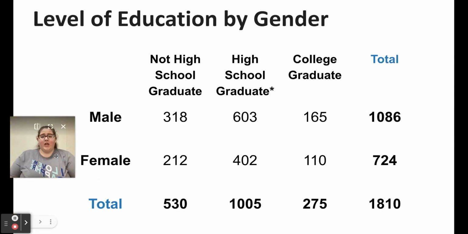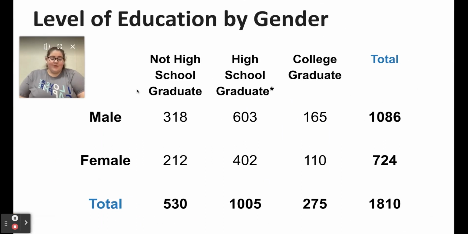So just to show you one that doesn't have an association, or some independent variables. This is looking at level of education by gender for a survey or a sample of people. So we have males and females, and then we have whether they were not a high school graduate, which basically means they graduated high school but didn't graduate college, and then a college graduate.